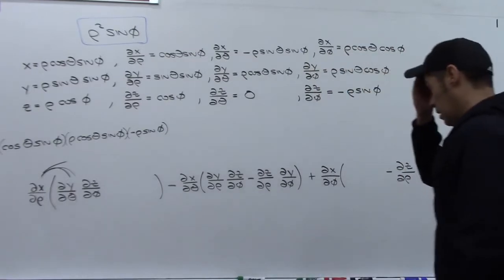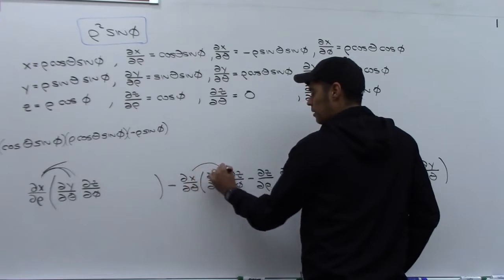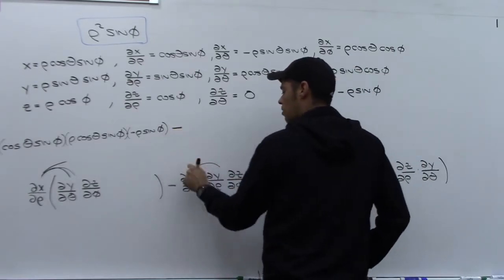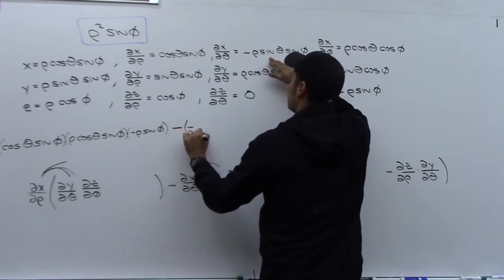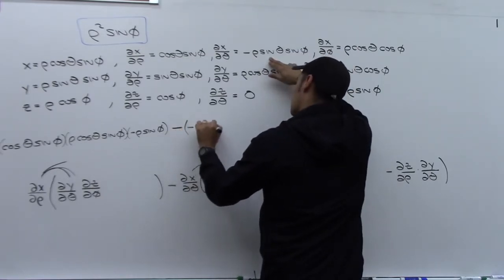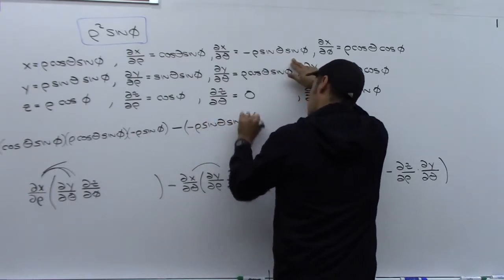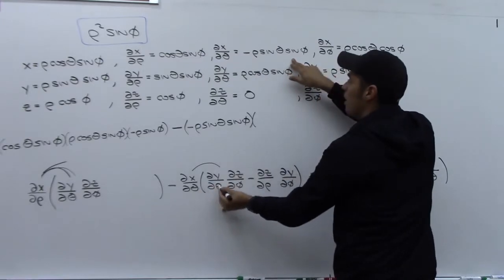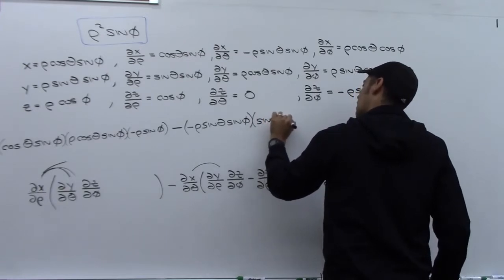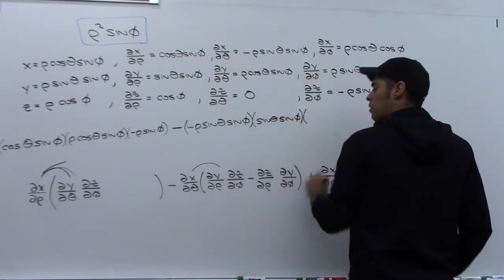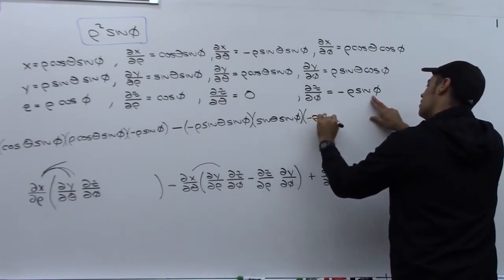Good. All right, let's do this one now. Here to here. So we do get minus. Partial of x with respect to theta is this: negative rho sine theta sine phi. But then you're also multiplying that times partial y with respect to rho, which is sine theta sine phi. But then you're also multiplying times this, partial z with respect to phi, negative rho sine phi.